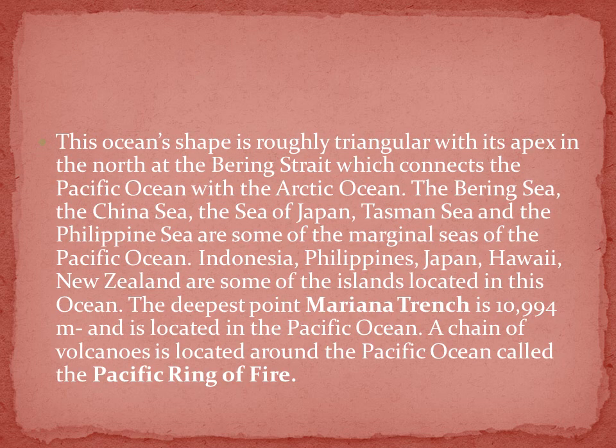This ocean shape is roughly triangular with its apex in the north at the Bering Strait, which connects the Pacific Ocean with the Arctic Ocean. The Bering Sea, the China Sea, the Sea of Japan, Tasman Sea and Philippine Sea are some of the marginal seas of the Pacific Ocean.